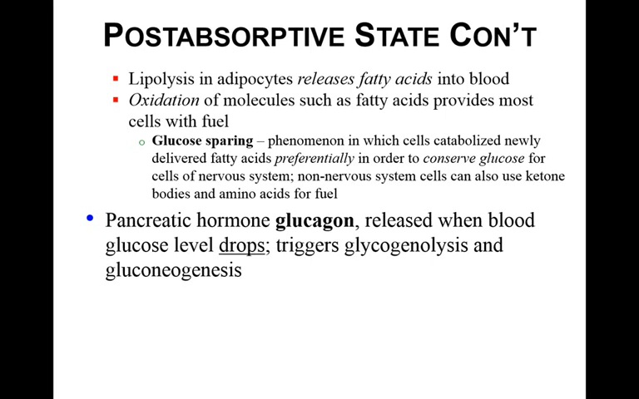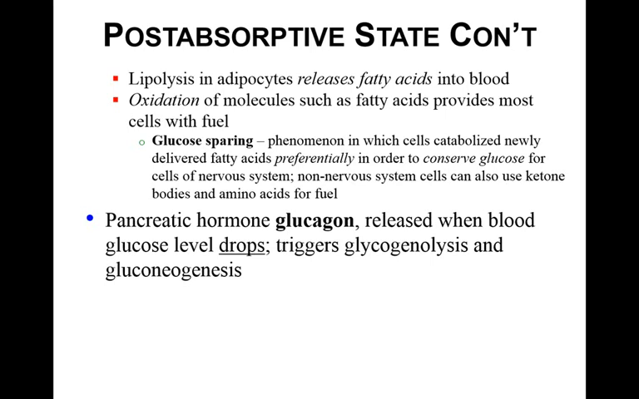We call this glucose sparing, which means that the cells are going to catabolize the newly delivered fatty acids over the glucose in an effort to conserve glucose for the cells of the nervous system. The brain really prefers glucose as its energy source. And so sometimes your body can do this glucose sparing so that the non-nervous system cells use the ketone bodies and the fatty acids and even amino acids for fuel. And that frees up your glucose for the nervous system.